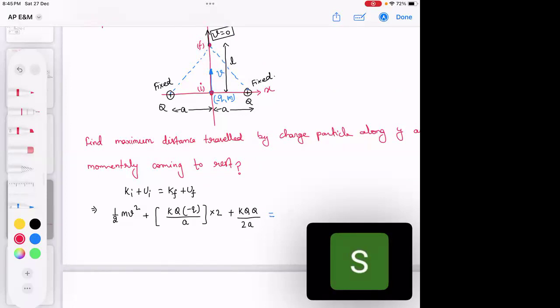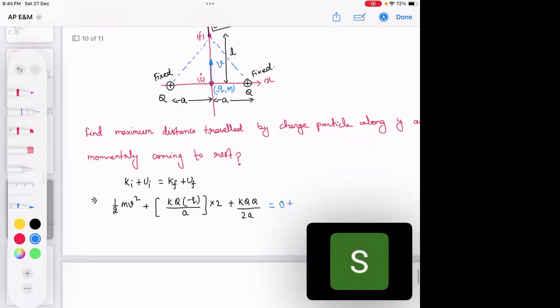So tell me, finally, what will be the kinetic energy? It came to rest now, so 0, right or not? It came to rest, so potential and kinetic energy 0. What is the potential energy now?